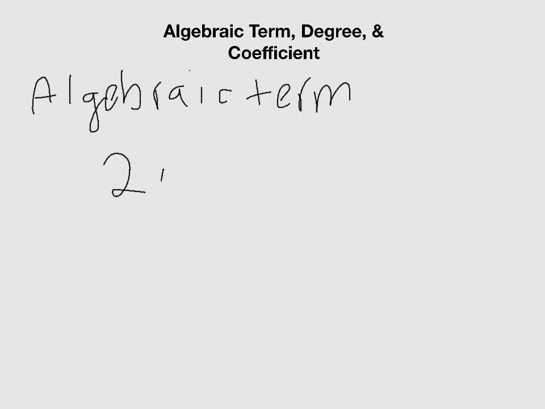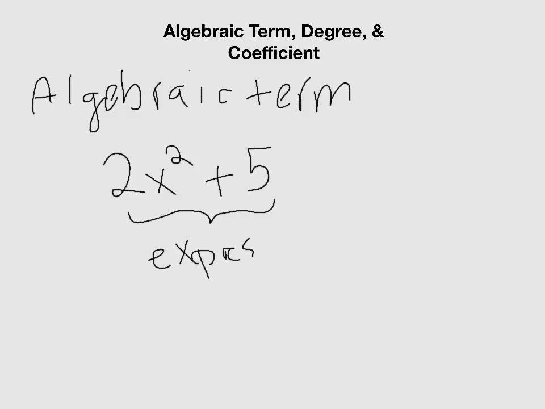We can have an expression like 2x squared plus 5. The 2x squared plus 5 is known as an expression. And each of these small parts that are separated by the addition sign are known as terms or algebraic terms. Therefore, the expression would be the whole two terms together, and each single one of them would be called a term.